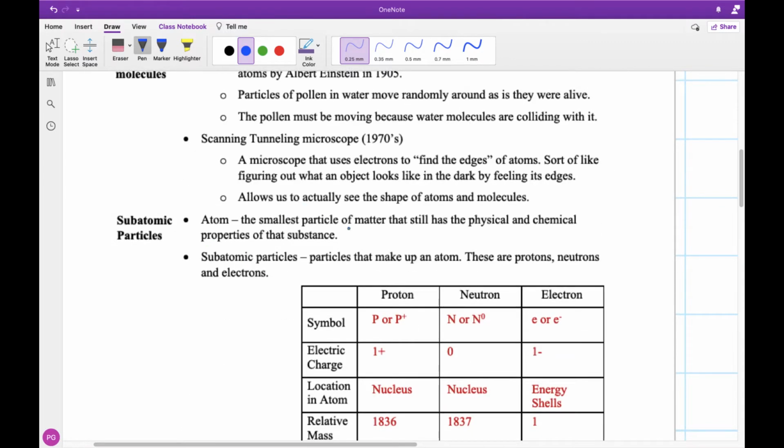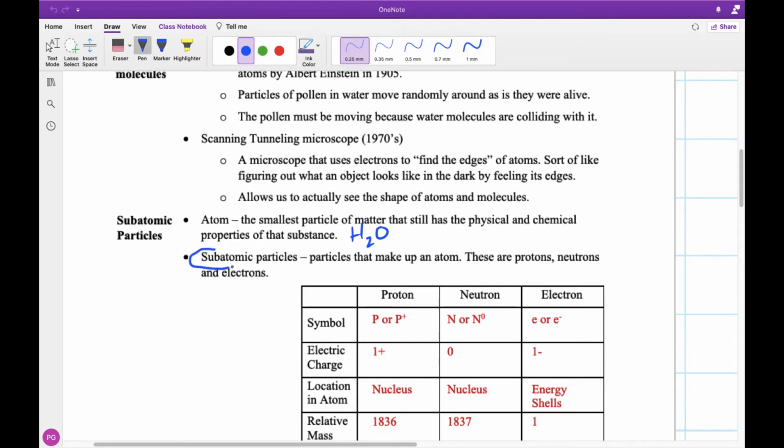Now, the atom is the smallest particle of matter that still has the physical and chemical properties of the substance itself, so it's like the smallest piece. If we think about water, the smallest piece of water is the water molecule, which has 2 hydrogens and 1 oxygen. But we can break this apart into even smaller pieces. Even a simple atom like oxygen, we can break up into even smaller parts.